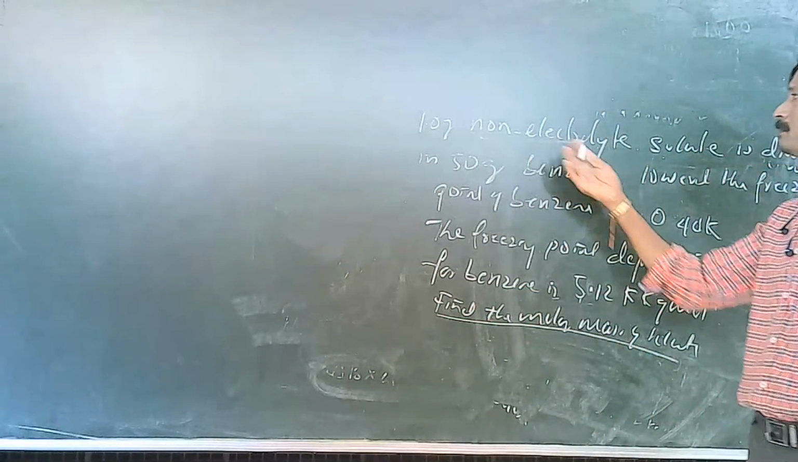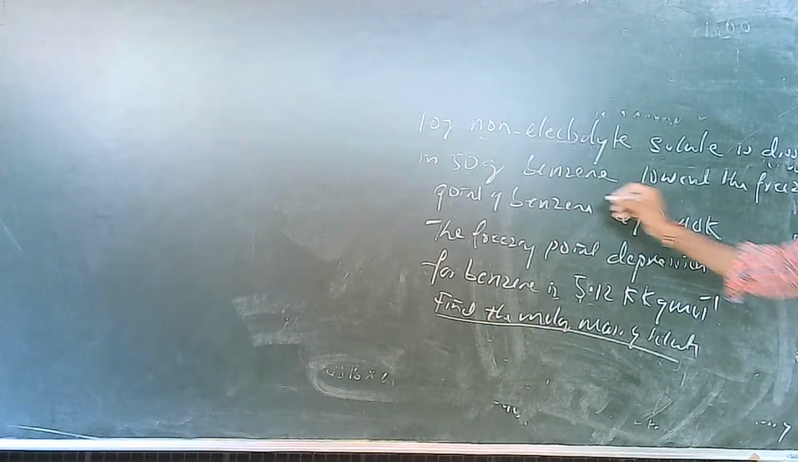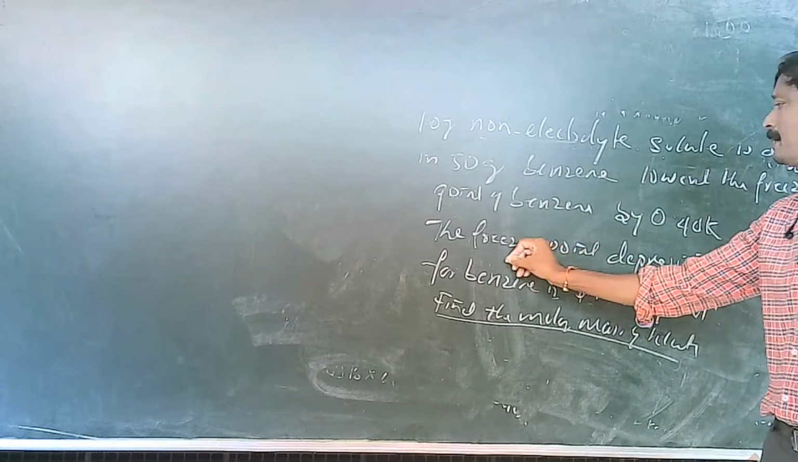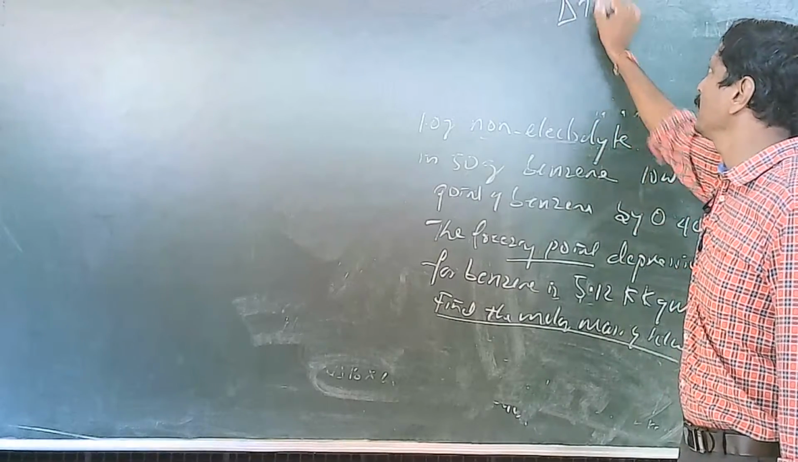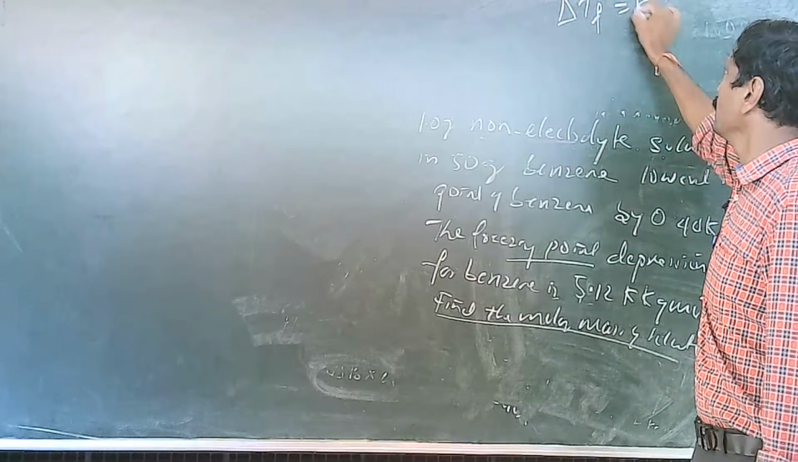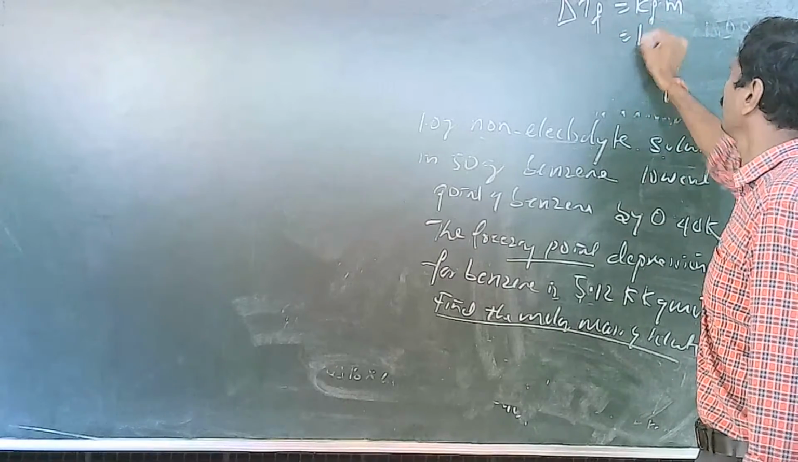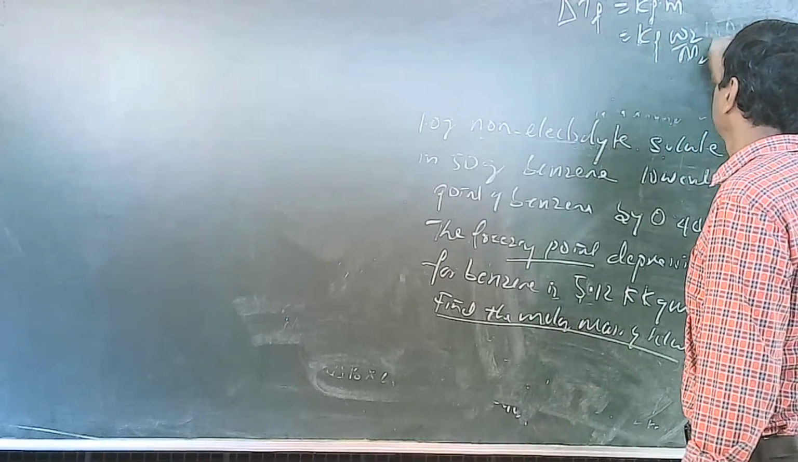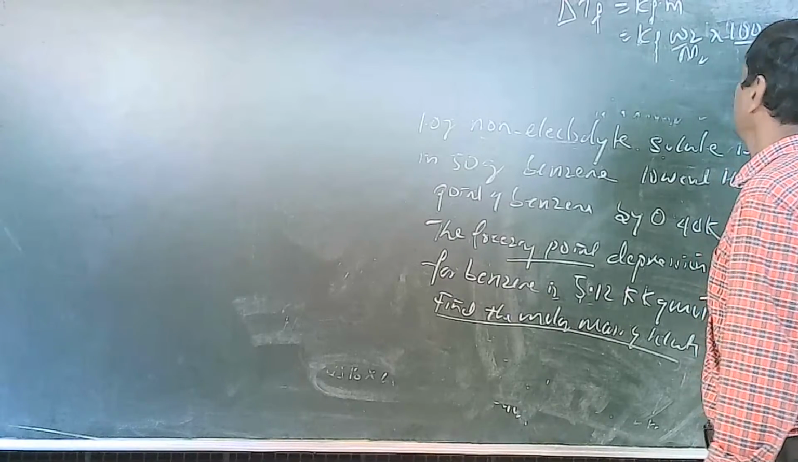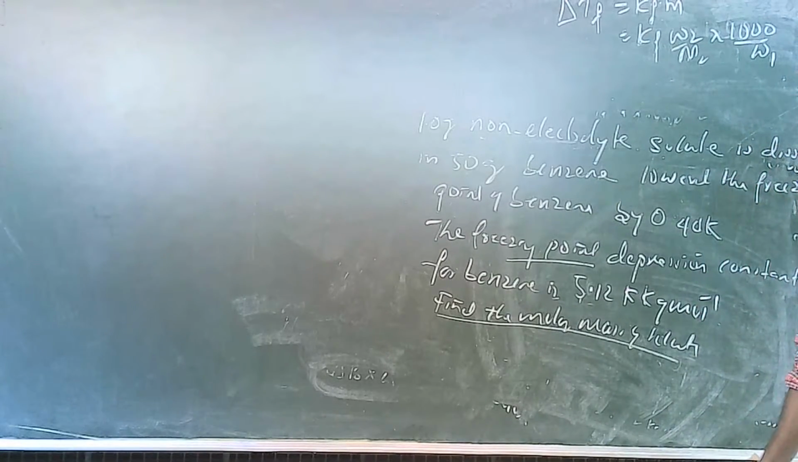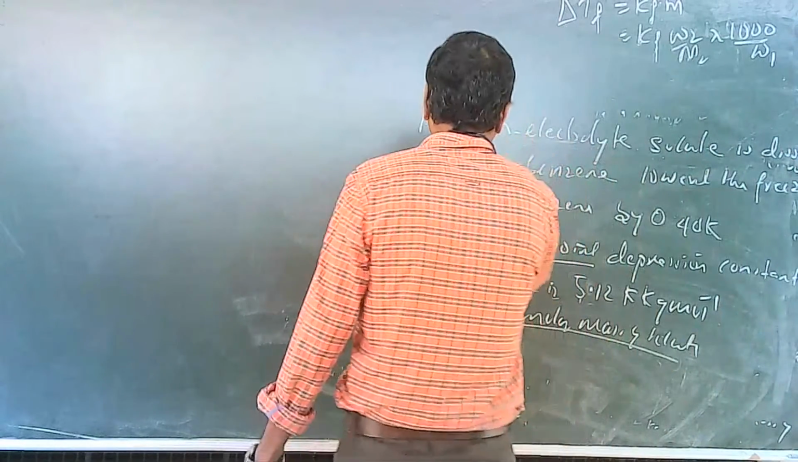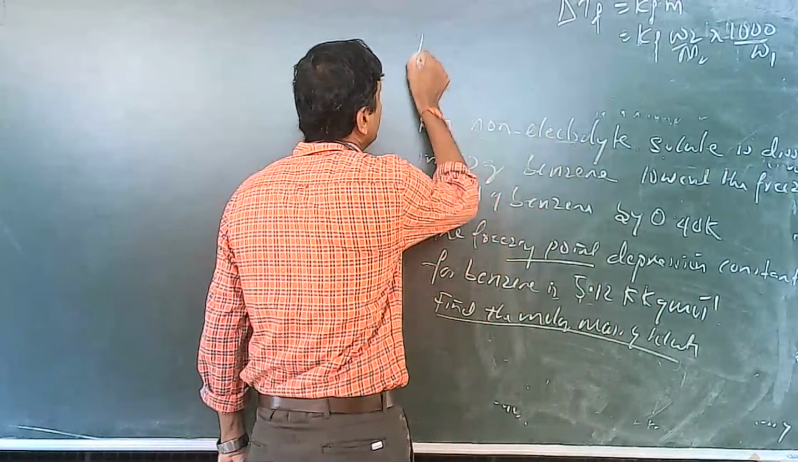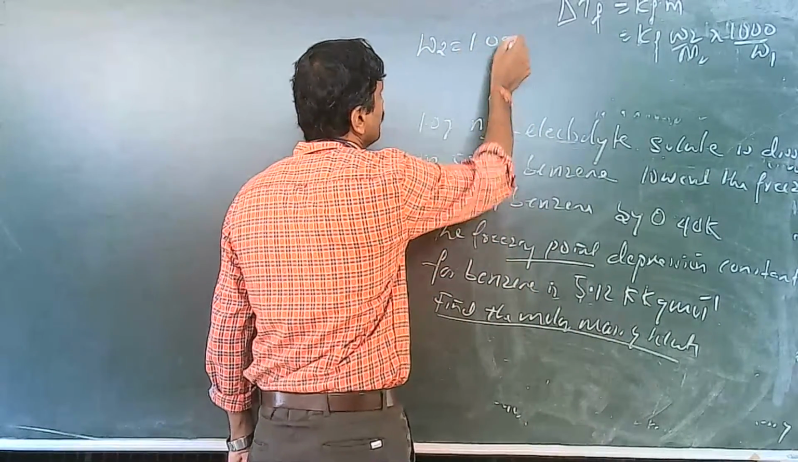So, what is given? What is the equation? Once you read the problem, here the freezing point depression is given, so it is the depression in freezing point method. How do you remember the equation? Delta Tf is equal to Kf into m, or Kf into W2 by M2 into 1000 divided by W1. What quantities are required? Go to the problem: 1 gram of non-electrolyte solute means W2 is equal to 1 gram.